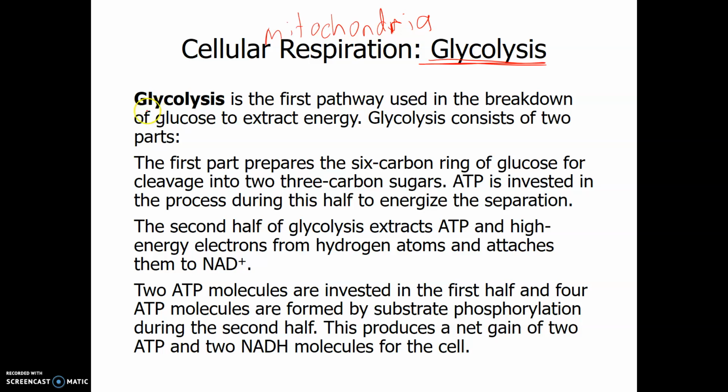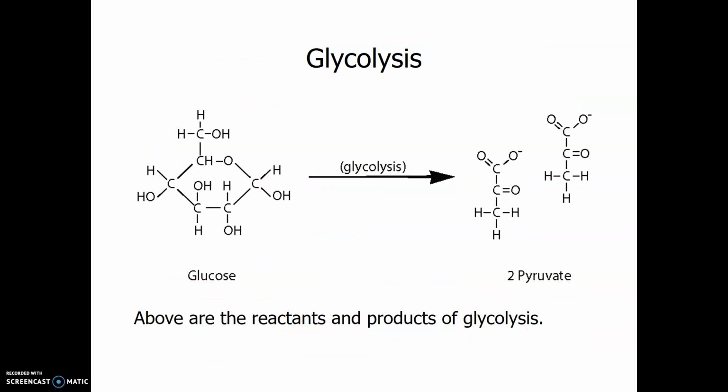So glycolysis is the first pathway used, and it's the breakdown of glucose. Glyco means glucose, lysis means breakdown. So what we're going to focus on really is what is produced. At the end of glycolysis, you have a net gain of 2 ATP molecules, and then a net gain of 2 NADH molecules, and then 2 pyruvate molecules. And you can see that here.